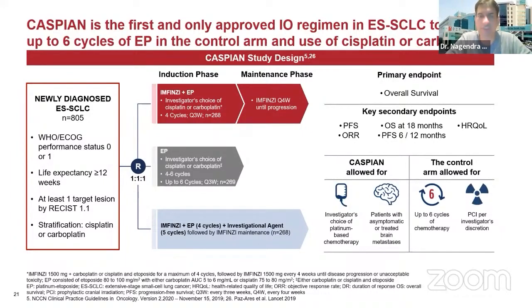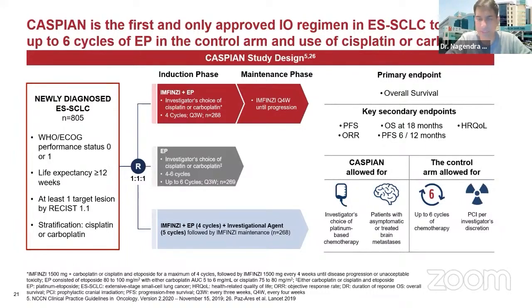There was an induction phase in which Imfinzi, or durvalumab, plus EP was used for 4 cycles, Q3 weekly, and those patients who are having a stable disease, a partial response, or a complete response are started on durvalumab maintenance Q4 weekly, and it was continued till progression or unacceptable toxicity. It was compared with EP, in which the investigator's choice of cisplatin or carboplatin was used, 4 to 6 cycles, up to 6 cycles were allowed. And it was also compared with Imfinzi plus EP, 4 cycles of investigational agents, followed by Imfinzi maintenance.